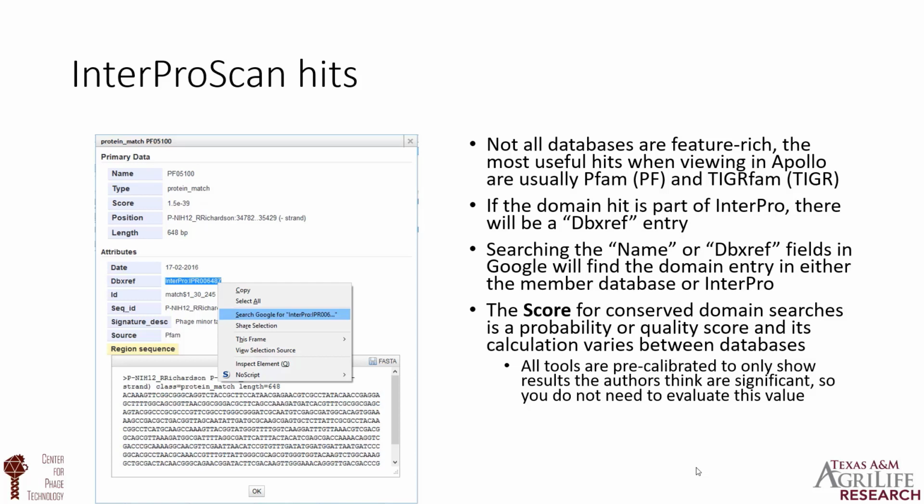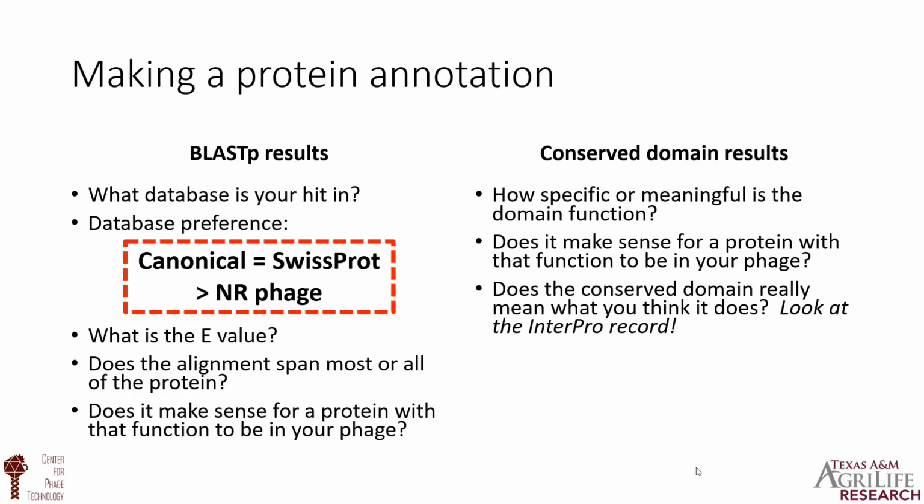In making a protein annotation, you are generally going to be using either your BLASTP results or conserved domain results, or a combination of the two. When evaluating BLASTP results, it's important to think about what database your hit is in.